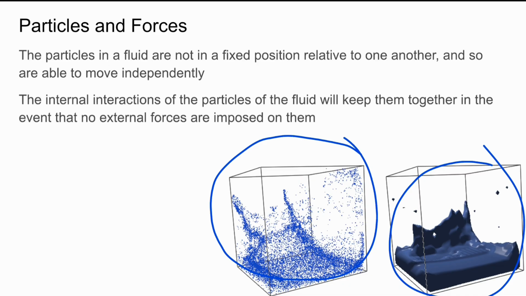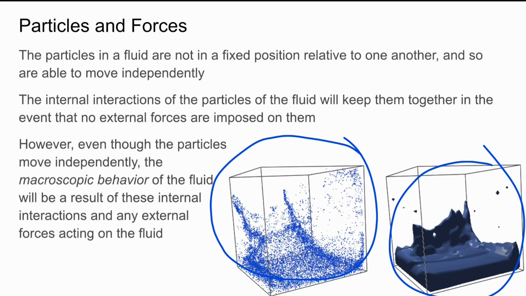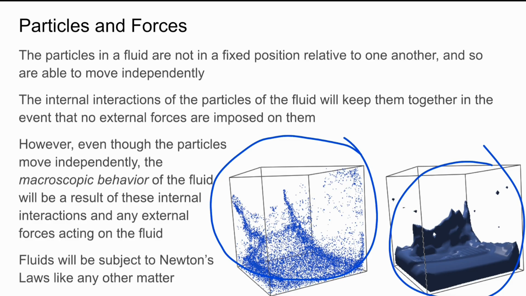The internal interactions of the particles of the fluid will keep them together in the event that no external forces are imposed upon them. However, even though the particles move independently, the macroscopic behavior of the fluid will be a result of these internal interactions and any external forces acting on the fluid, meaning that the behavior of the fluid in its totality will be an effect of any net external forces acting on it. It is subject to Newton's laws, just like any other systems or objects in the world.